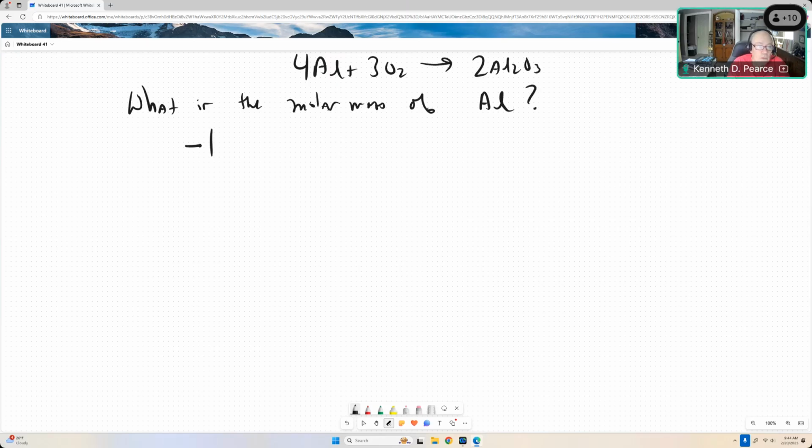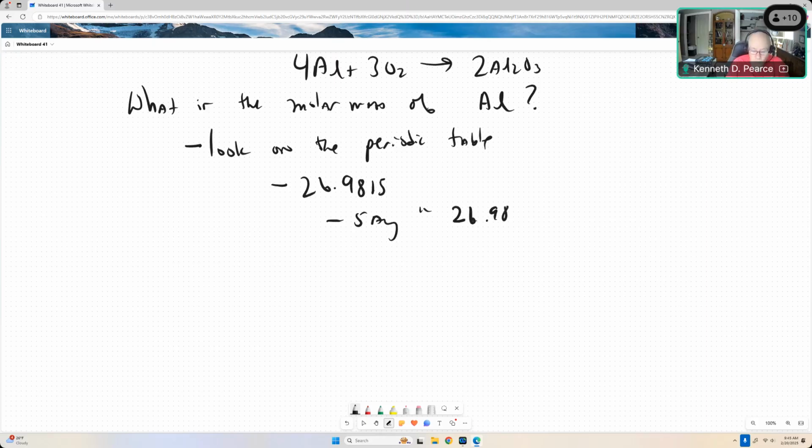And what we would do, we would look on the periodic table. And we would find 26 point, whatever it is, let's see, 26.98154. And then we would say 26.98154 grams per mole. Okay, that's the molar mass.